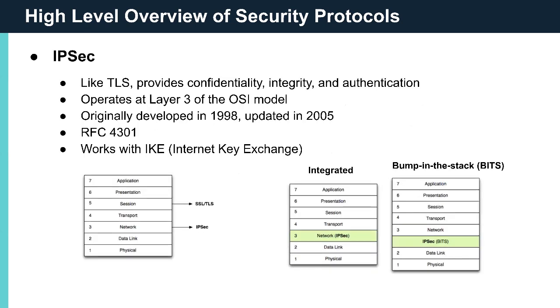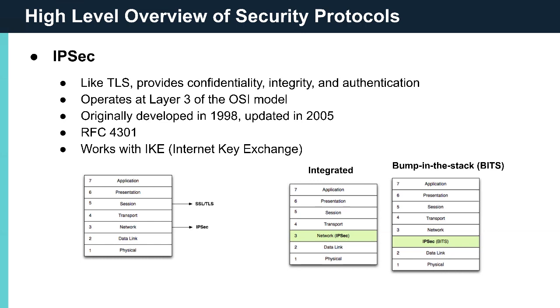IPsec is similar to TLS, has the same higher level goals of confidentiality, integrity, and authentication, but it's going to operate at a lower level in the network stack, down at layer 3 in the OSI model. It was originally developed in 1998 and updated in 2005. It's defined in RFC 4301. It works with something called IKE, which is the Internet Key Exchange.